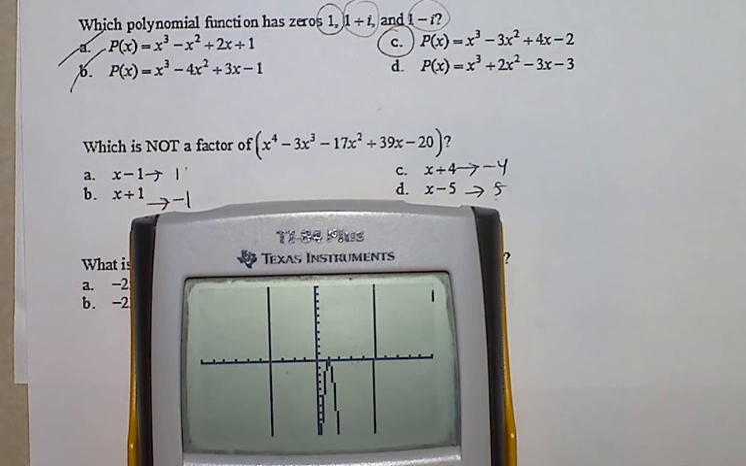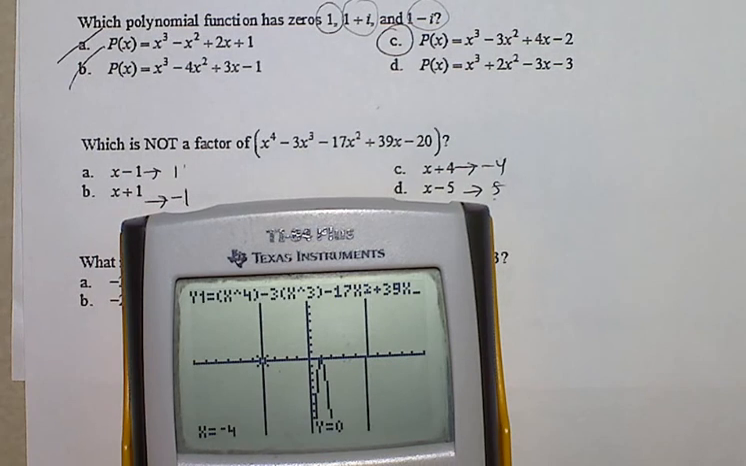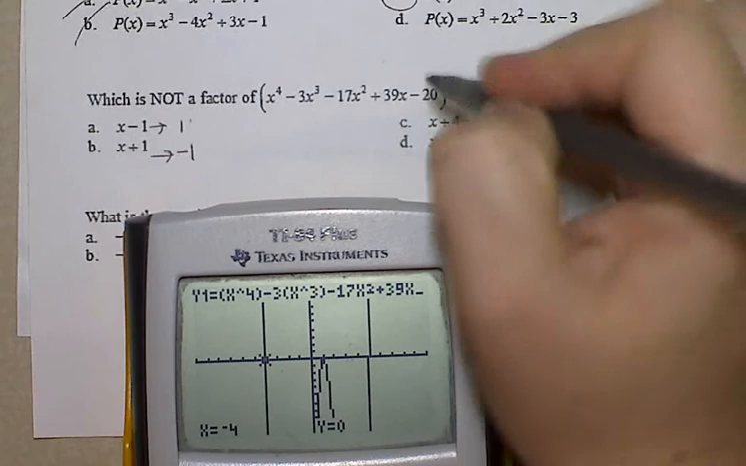Okay, so it appears like -4 is an x-intercept. So you would write that if -4 is an x-intercept. I'm just going to justify that. Okay, it is. So I write it as x plus 4. That means answer C is true.